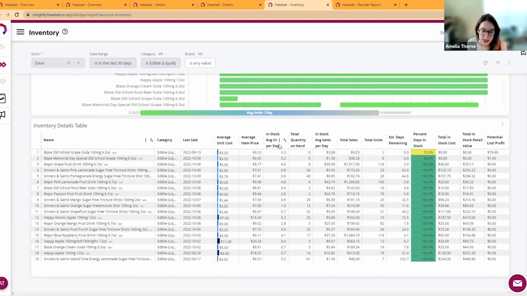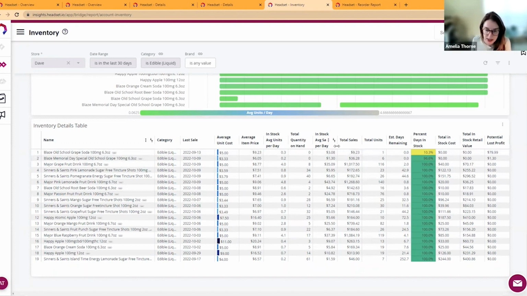In-stock average units per day, this is going to be on average how many units are selling per day of this product. So you can think of this as a number, like average units sold per day. Total quantity on hand, we're going to see some zeros here. But if this is a popular product and it's sold out pretty quickly, these zeros, we should definitely consider reordering, and that's where the reordering comes into play, which I will go to in a few minutes here.